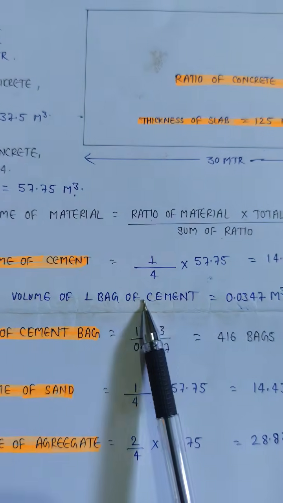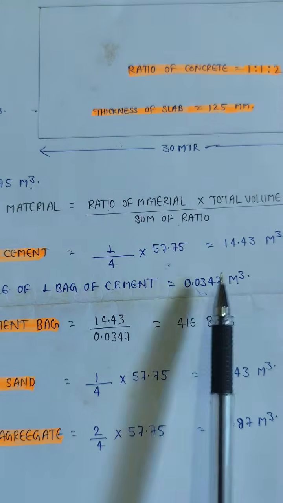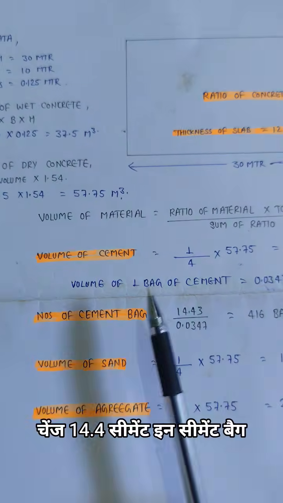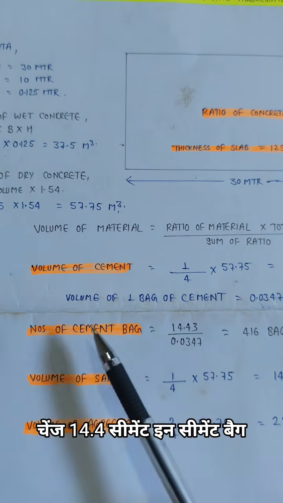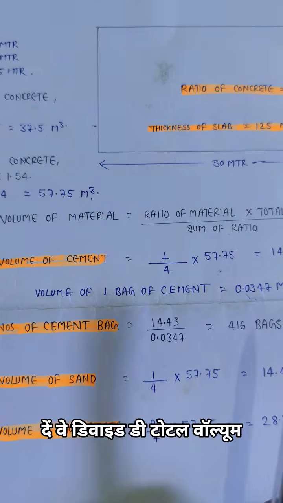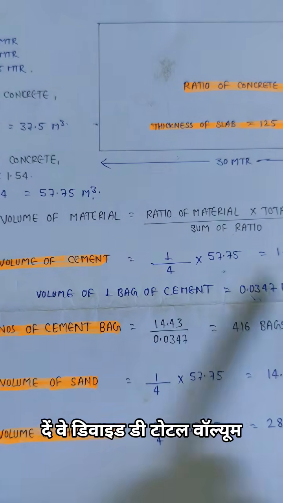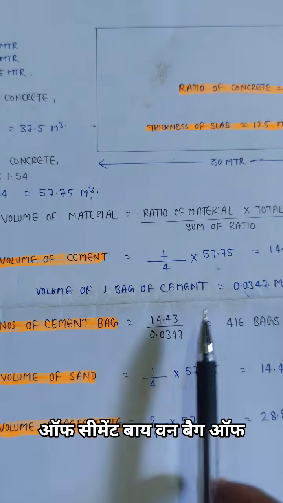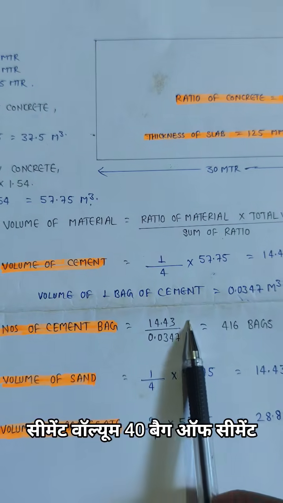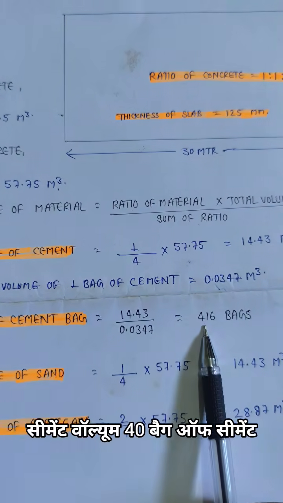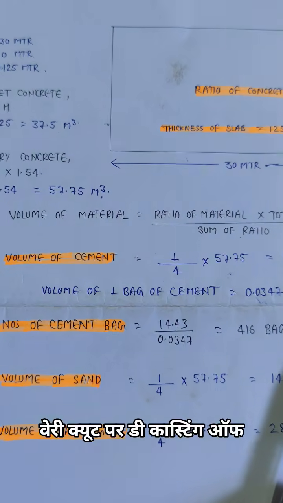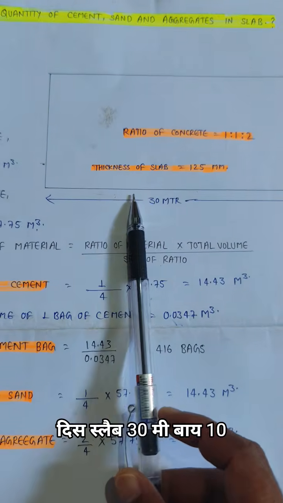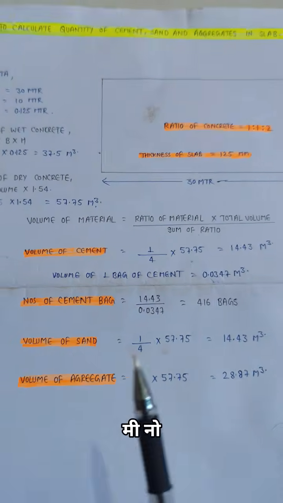Volume of 1 bag of cement we know is 0.0347 m3. Now we have to change 14.43 m3 of cement into cement bags. Then we divide the total volume of cement by the volume of 1 bag of cement. We got the value 416 bags of cement required for the casting of this slab of 30 meter by 10 meter.